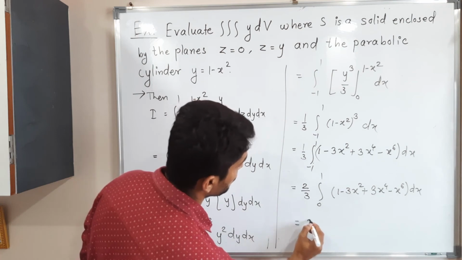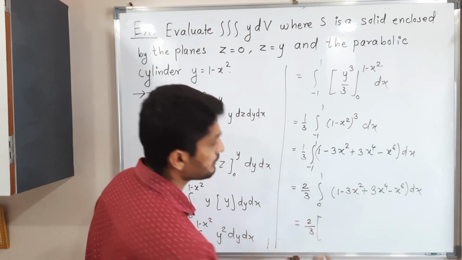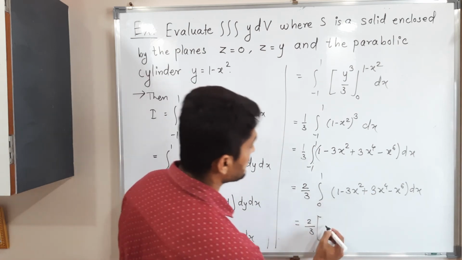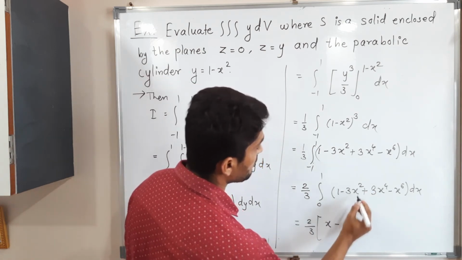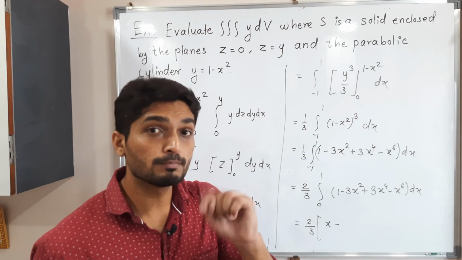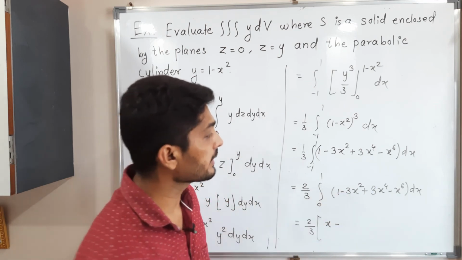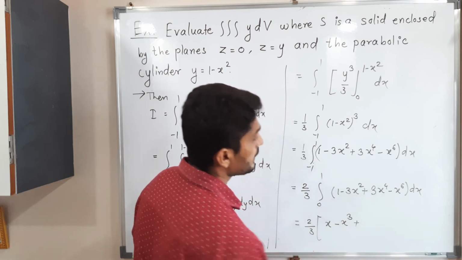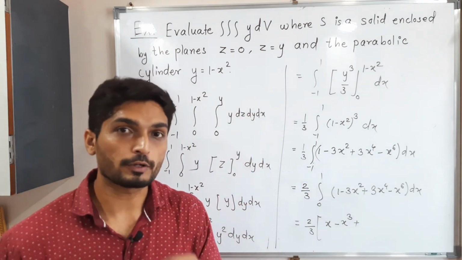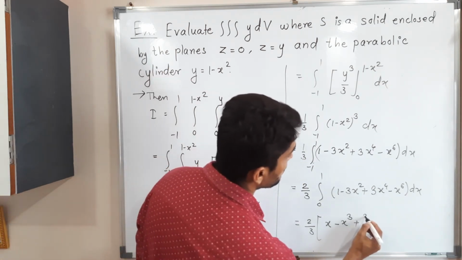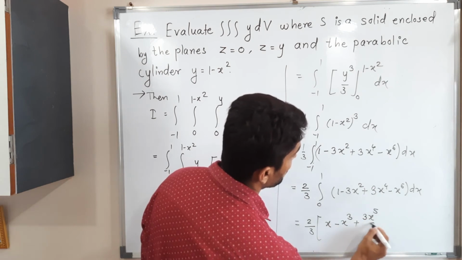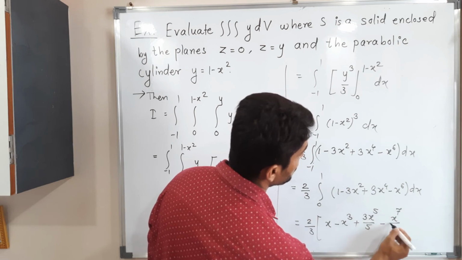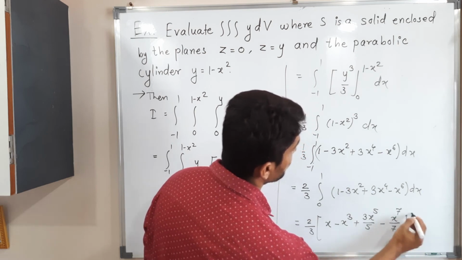So this is equal to 2 by 3. Simply tell me the integration. Okay, we are going to finish this one. The integration of 1 is x, correct? The integration of x square is x cube by 3, but here the 3 will get cancelled. That means we will have simply x cube, plus the integration of x raised to 4 is x raised to 5 by 5, so 3x raised to 5 by 5, minus the integration of x raised to 6, which is x raised to 7 by 7, from 0 to 1.